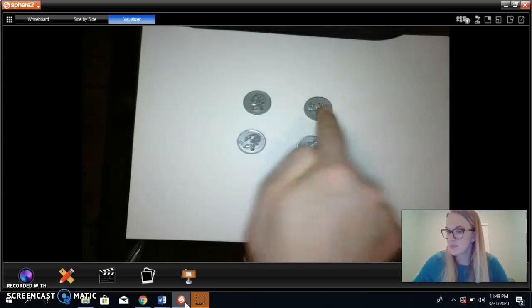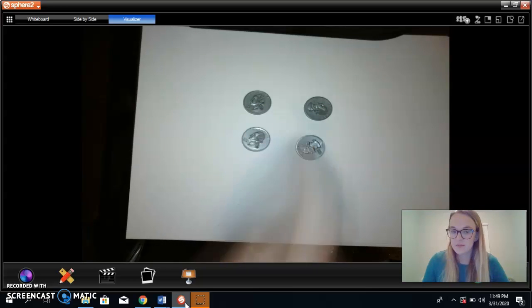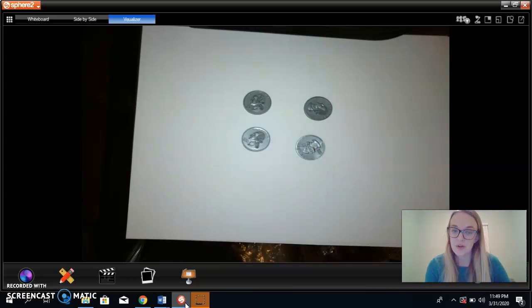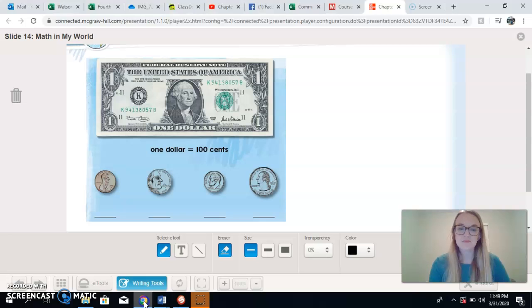1, 2, 3, 4. It took 4 quarters to get to $1. So underneath the quarter, you should write 4 because 4 quarters is the same thing as $1. Whenever you're ready, we're going to go ahead and move on to the next page.